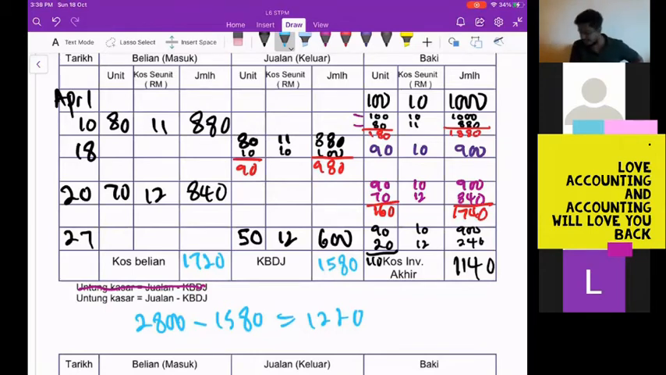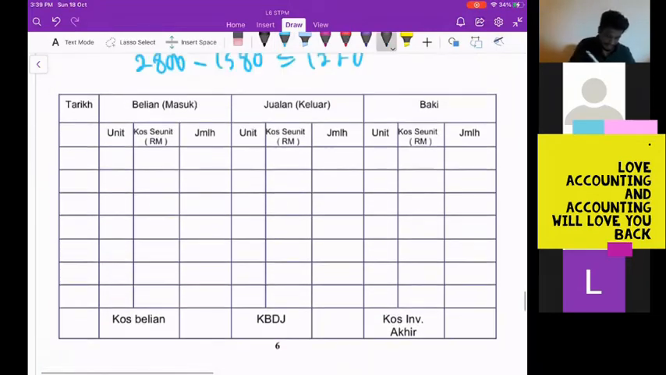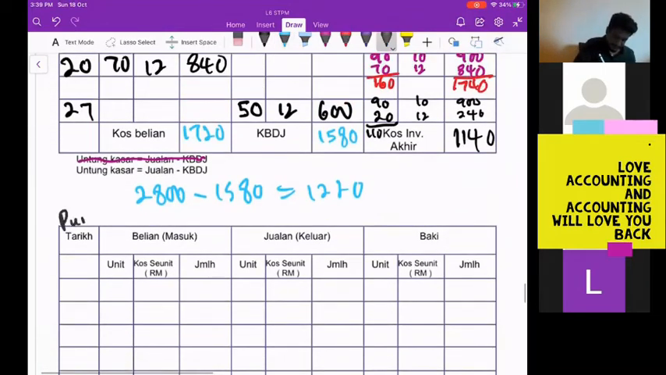Can I do the next method? Yes, sir. Okay, here you write Purata Wajaran. This is a Purata method.